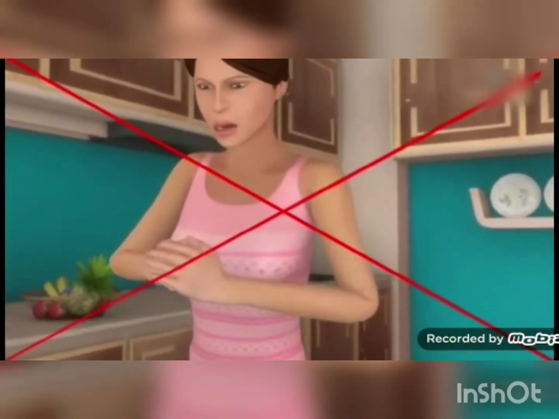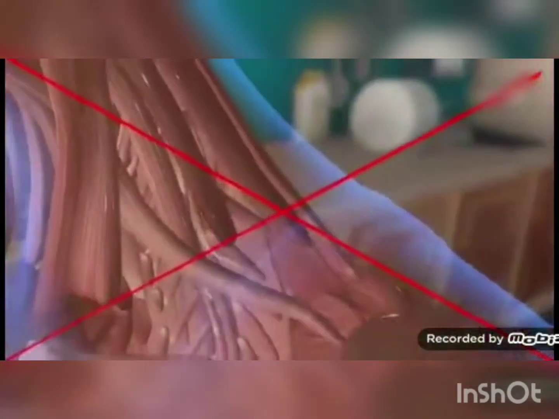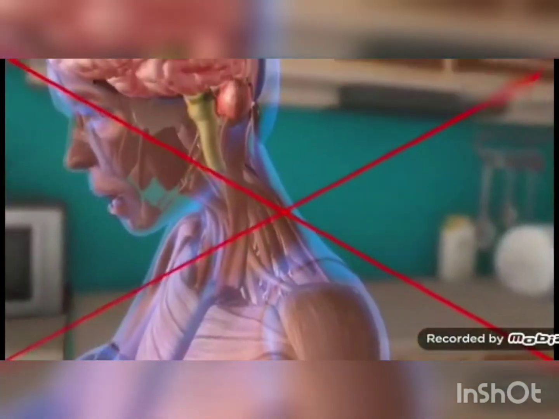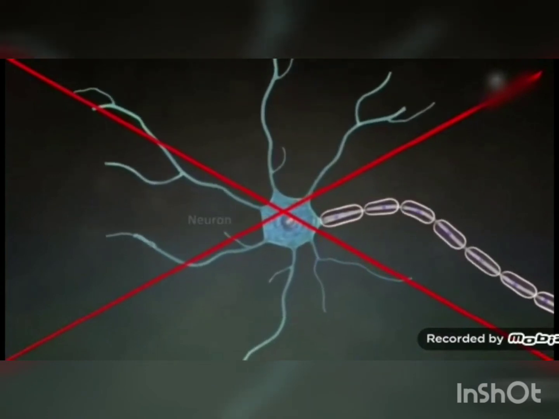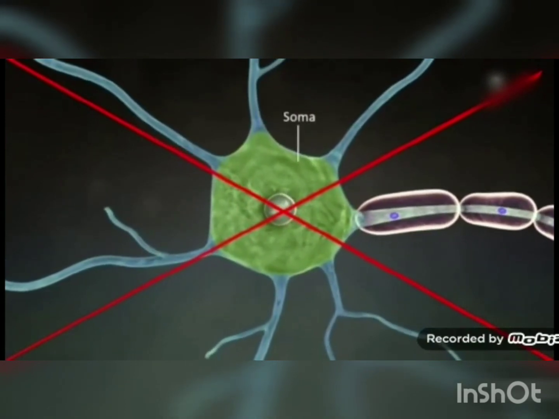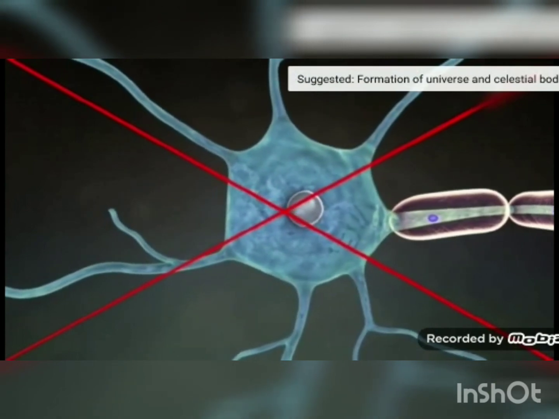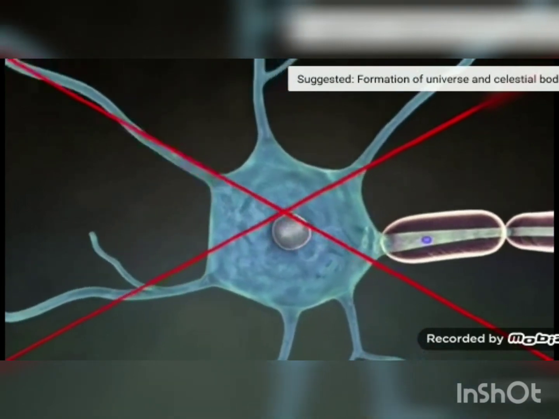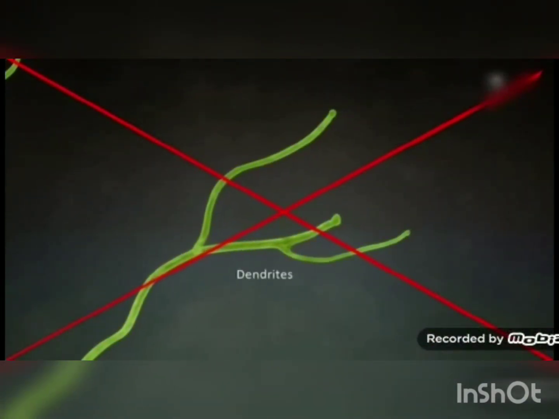This whole process involves coordination among the nerve cells called neurons. These neurons are found inside the spinal cord and the brain. Now let's learn about neurons. A neuron consists of a cell body called soma. The soma is enclosed by the cell membrane and has a nucleus. There are several thin, thread-like extensions from the cell body called dendrites.